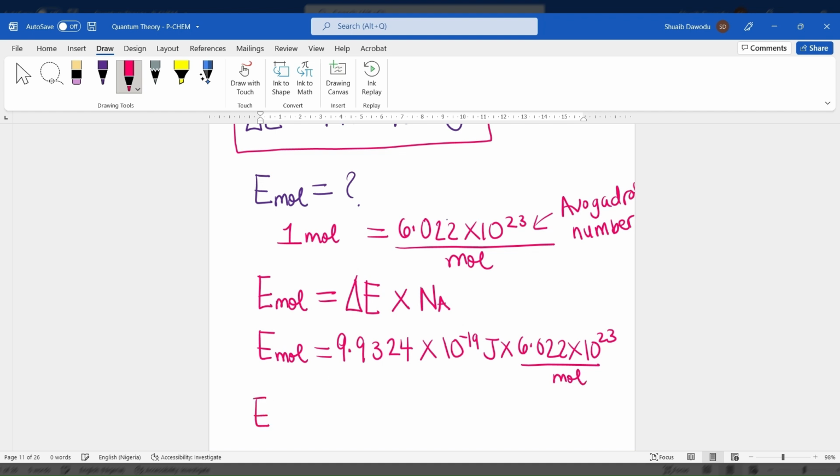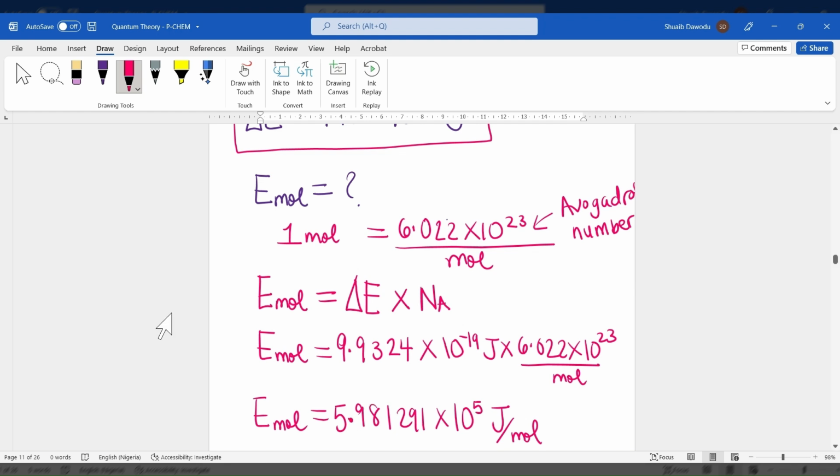So the energy per mole is just going to be 9.9324 times 10 raised to the power of negative 19 times 6.022 times 10 raised to the power of 23. You end up getting 5.981291 times 10 raised to the power of 5 joule per mole. So that is basically the answer to this question.